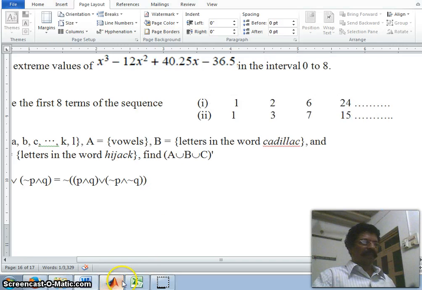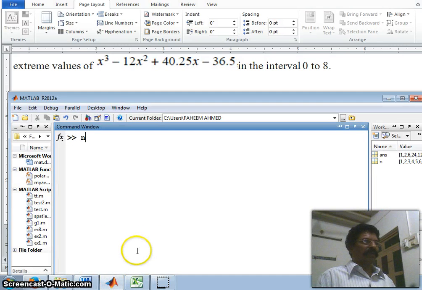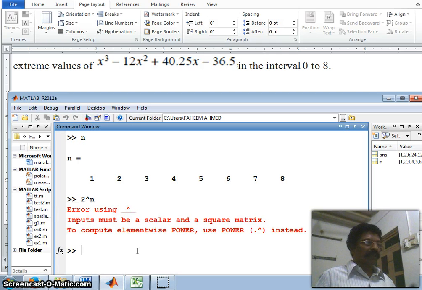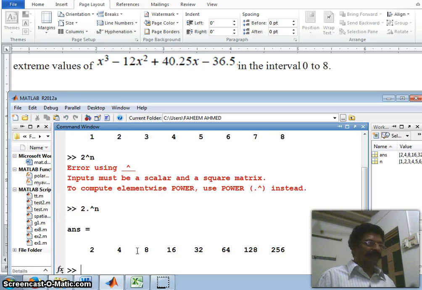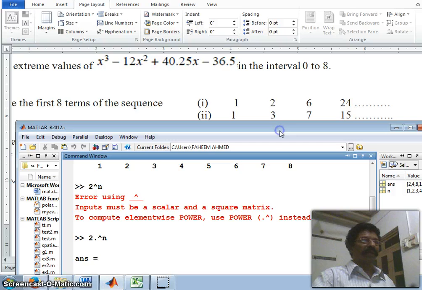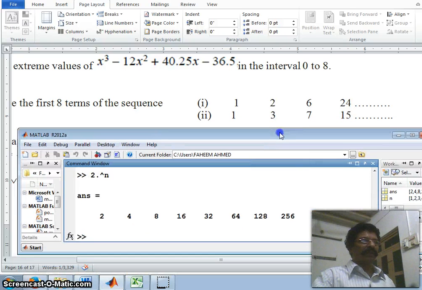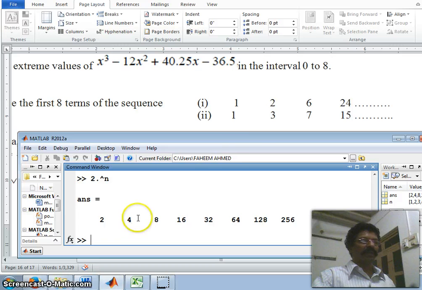So see here, again I clear the command window. Suppose I say 2 power n, will I get this one? No, because n happens to be a vector. Therefore 2 power n gives me 2, 4, 8, 16. But what series do I want? I want one less than that. Here I am getting 2, I want 1. Instead of 4, I want 3. Instead of 8, I want 7. Instead of 16, I want 15. Therefore, with this value, you reduce 1. Yes, I get the series 1, 3, 7, 15, 31, and so on.